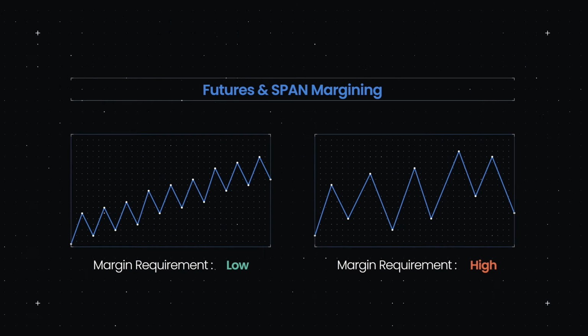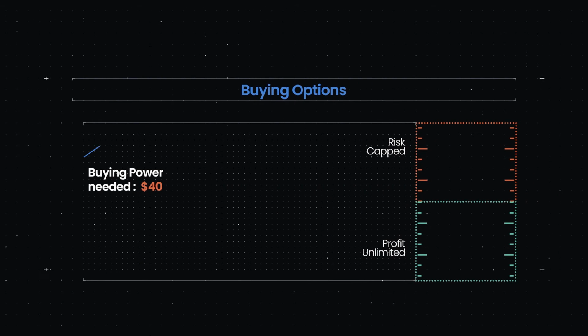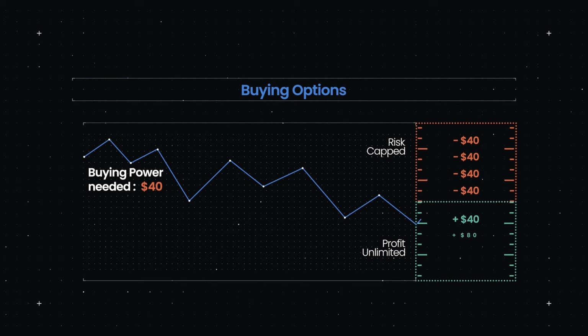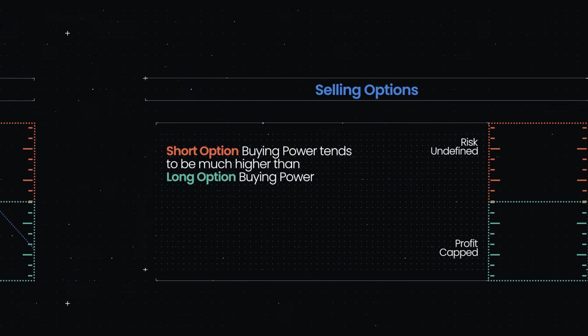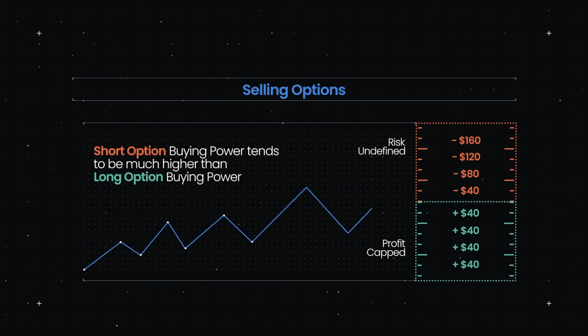The last thing to keep in mind when understanding buying power is the risk to reward ratio for long versus short options. With long options, your risk is quite low and your reward is high because your initial investment is lower and you have the ability to make much more than your initial investment. With short options, your risk is quite high and your reward is low because your initial cash inflow is low and you have the ability to lose more money than you received.